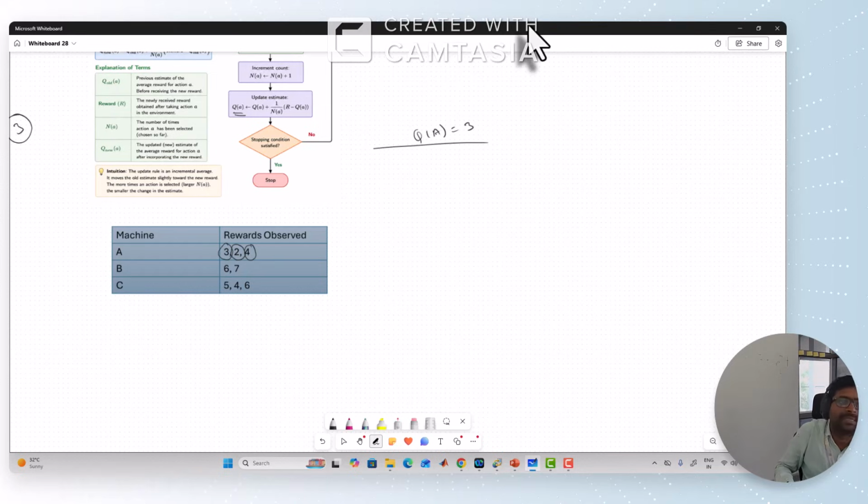So Q of B, you can see, initially Q of B equal to 0 and N of B also equal to 0. Okay, N of B also equal to 0 initially. But if you take this first reward, that means first play considered, then what happened? N of B becomes 1 and what is the reward? That's equal to 6. Now estimate the reward by machine B.